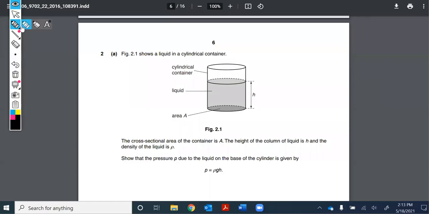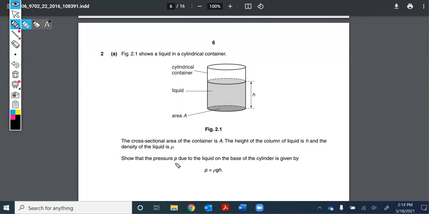Right, in this question, we're looking at figure 2.1 that shows a liquid in a cylindrical container. They've labeled the cylindrical container for our benefit, the liquid, in the area that they're calling A down here. And then we've got a height that looks like it's the height of the liquid. The cross-sectional area of the container is A. The height of the column of liquid is H, and the density of the liquid is rho.